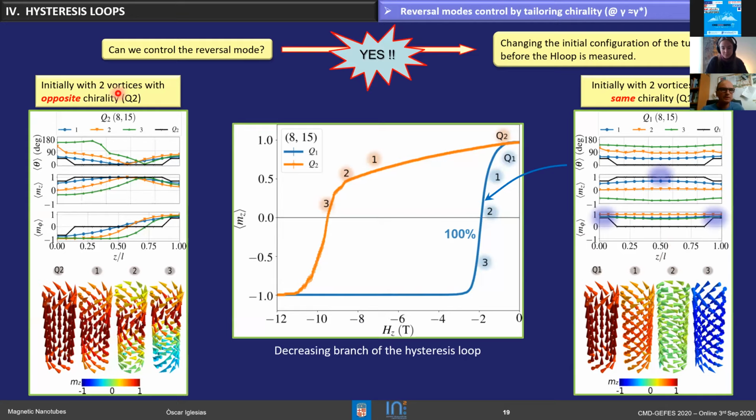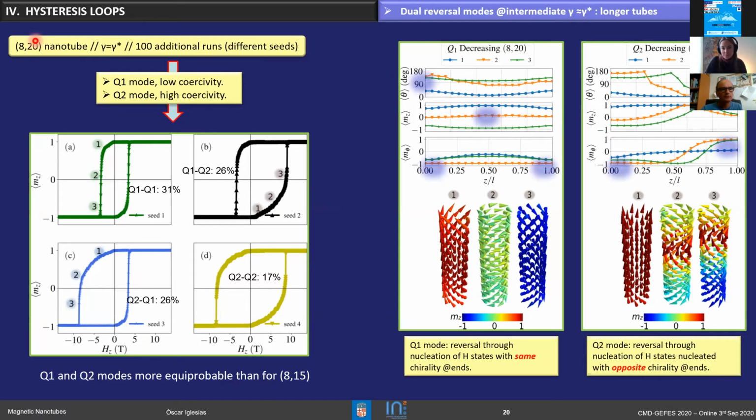Whereas if we prepare the nanotube, as in here, with vortices of opposite chirality, then we induce the reversal by the high coercive mode. So we have a way to tune high or low coercivity in the same tube by fine-tuning the initial condition, especially the chirality of the vortices that are formed at the ends of the tube. This can also be studied for longer tubes, for 8 to 20 in this case, and we observe the same phenomenology, although in this case, the Q1 and Q2 modes happen in different proportions.